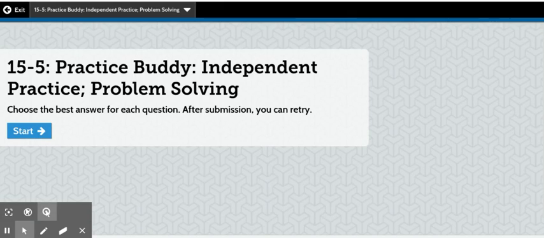All right, super friends, we are working on 15-5, which again is add and subtract angle measures. We are going to be doing the buddy practice independent questions, and it's going to be very similar to what you will be doing on your own. The numbers will probably just be different. So make sure you're paying attention to how I'm solving everything and make sure you're taking your notes.